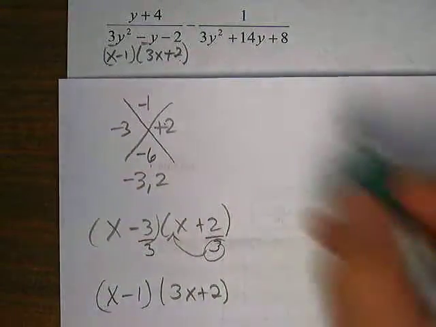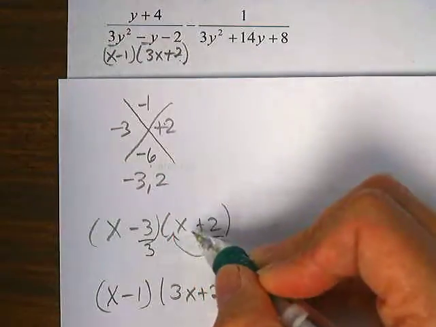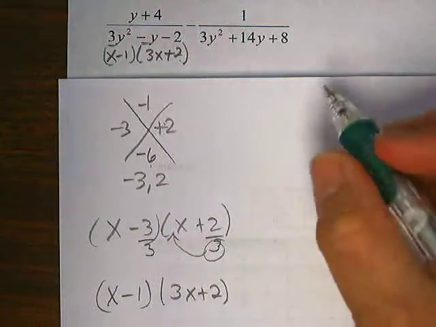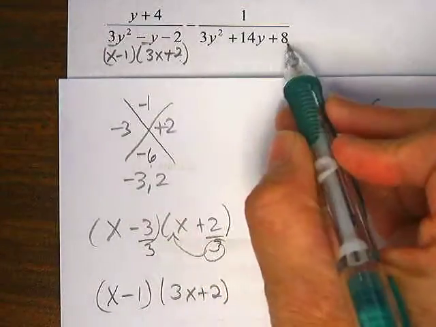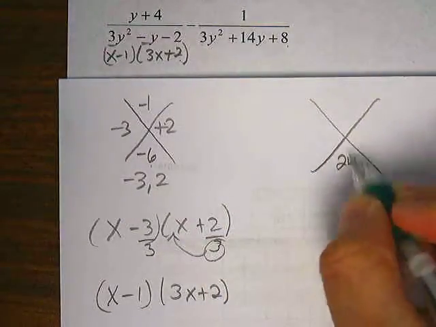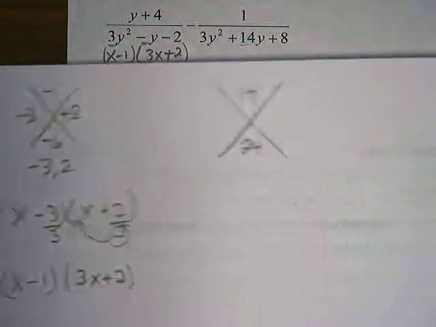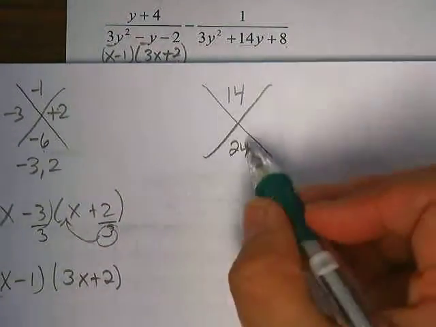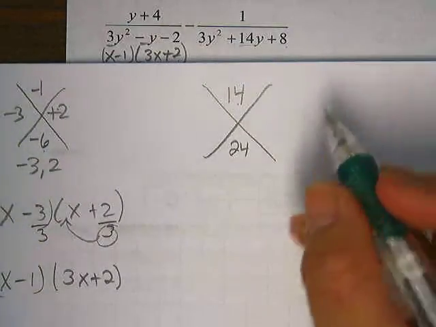Okay, now let's do the same thing with the second fraction. And this one I'm going to do the same setup, but instead of using the parentheses, I'm going to put it in the box because some of you like that better. So here I've got to look for things that multiply. 3 times 8 is 24, and they have to add to give me 14. Okay, so what multiplies to 24 but adds to 14?